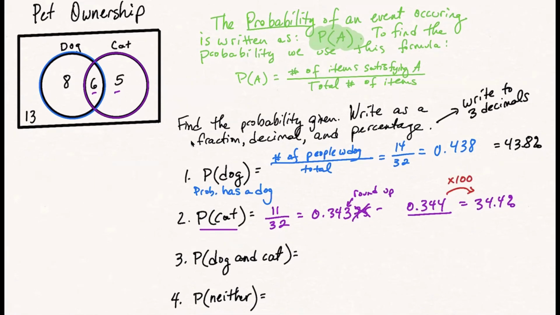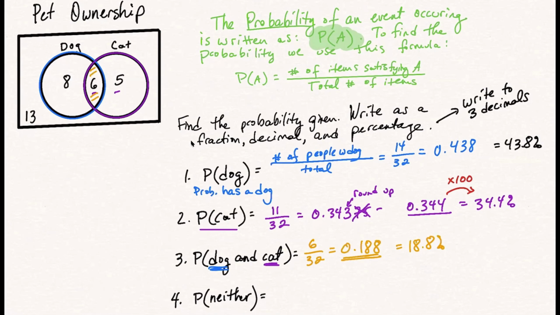So let's find the probability that someone owns both a dog and a cat. People who own both a dog and a cat are in both the cat circle and the dog circle. That's this area here, 6 people of the 32. So that's 0.188 or 18.8%. Now in statistics, we're mainly going to use this 0.188 as our answers.